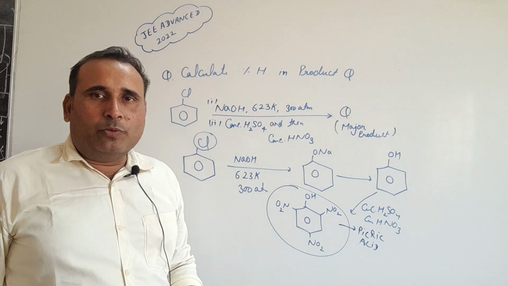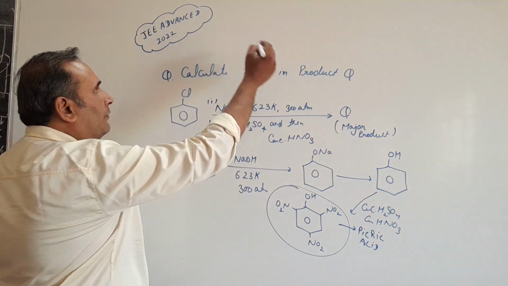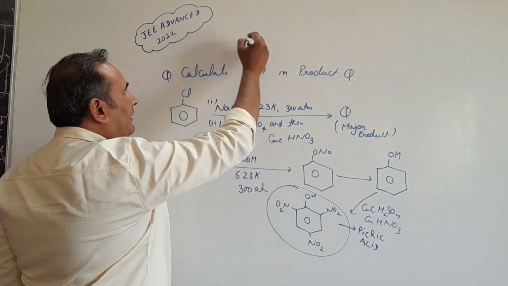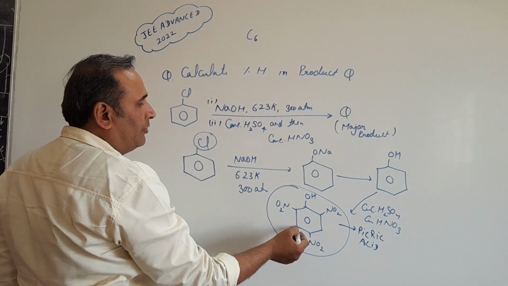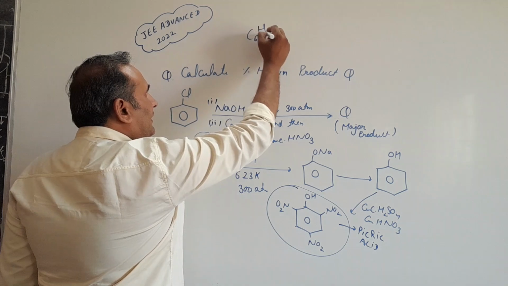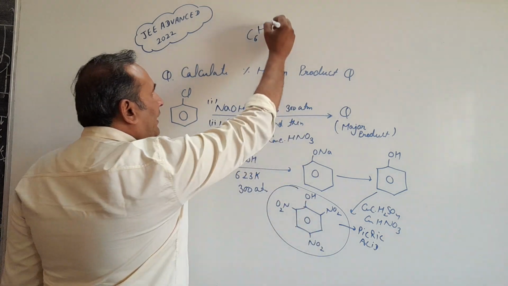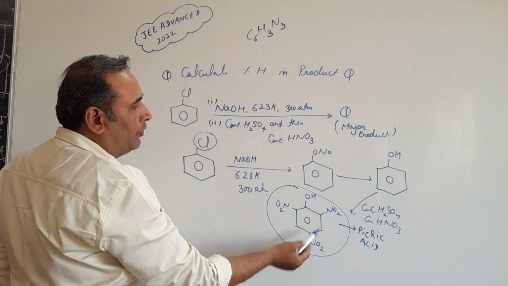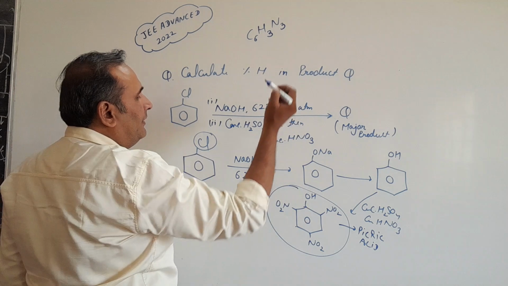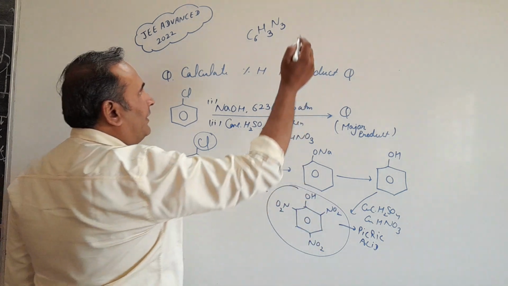Now let's see what is the molecular formula of this picric acid. How many carbon are there? That is 6. And how many hydrogen? 1 hydrogen, 2 hydrogen and 3 hydrogen, C6H3. And how many nitrogen are there? 1, 2 and 3, N3. And how many oxygen are there? 2, 4, 6 and then 7.